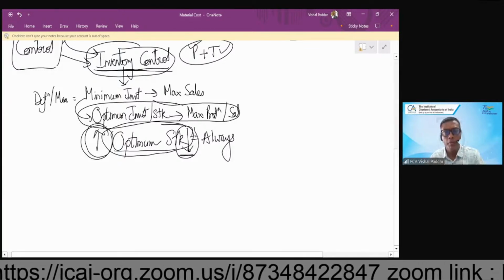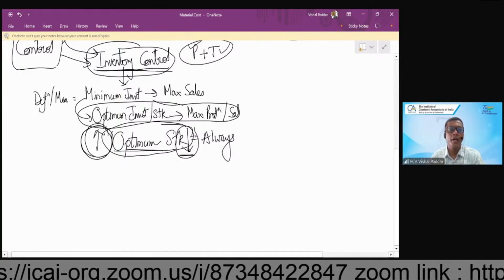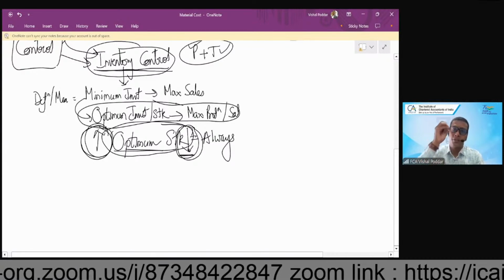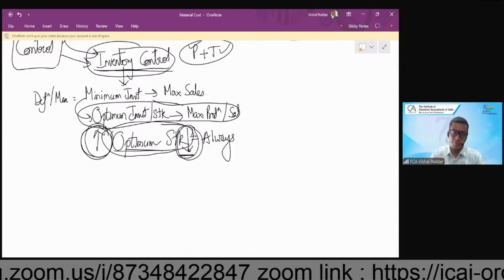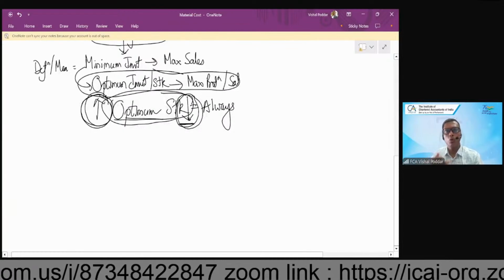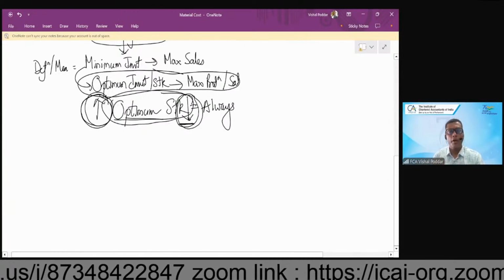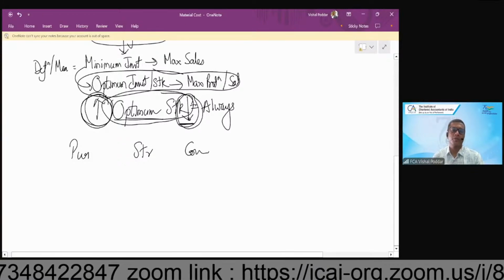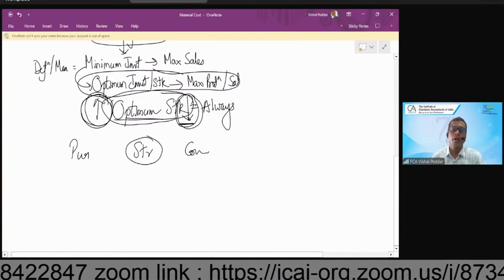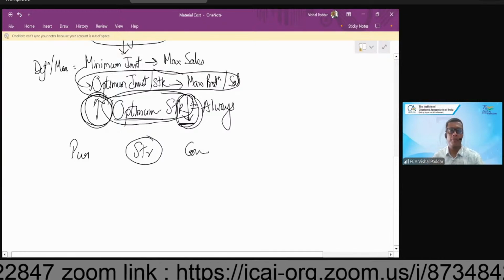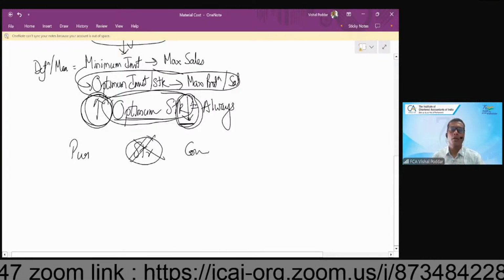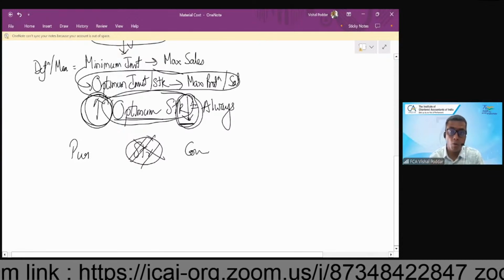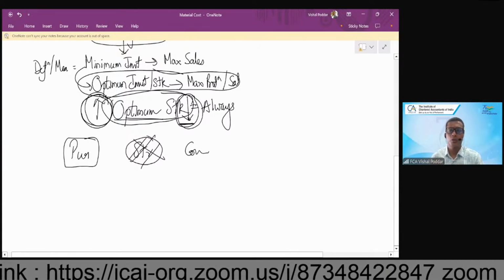So optimum stock means ensuring that neither you carry too high, neither you have too low. And achieving this is inventory control. Now, how to do this is our today's discussion. I already explained there are three functions: purchasing, storing, and consumption. Now, I agree that inventory control is relating to the storage part. But let me tell you, for inventory control, you don't have to look at storage. Then what? You have to look at these two.